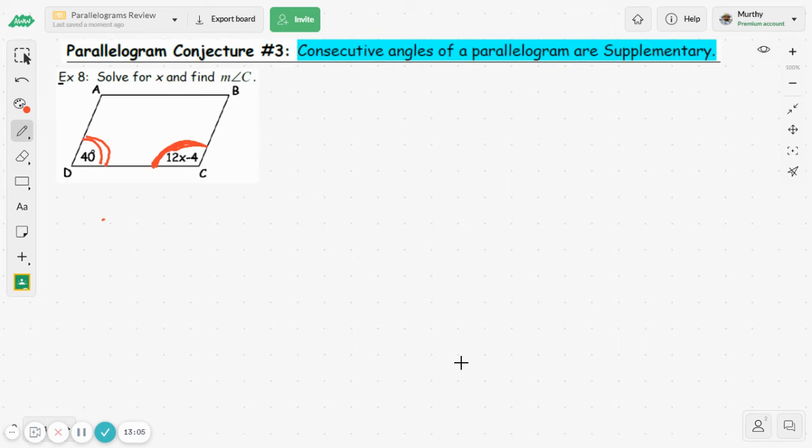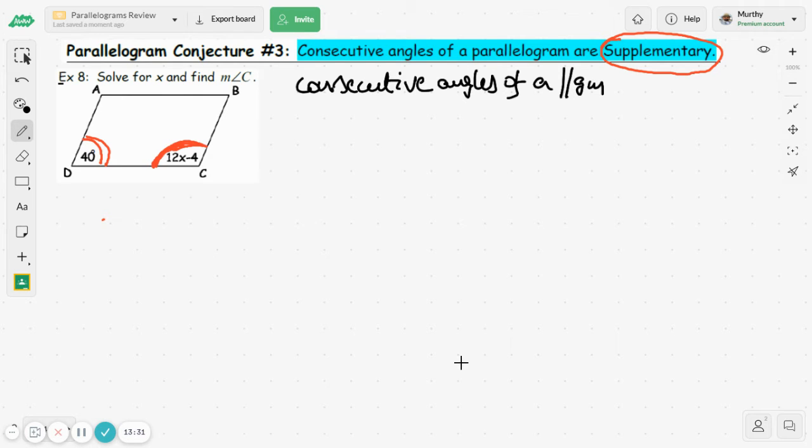Okay, so the condition says that the consecutive angles are supplementary. Supplementary means, remember, 180 degrees. So let me write again. Consecutive angles of a parallelogram. I'm just copying the parallel symbol. Parallelogram supplementary means 180 degrees.